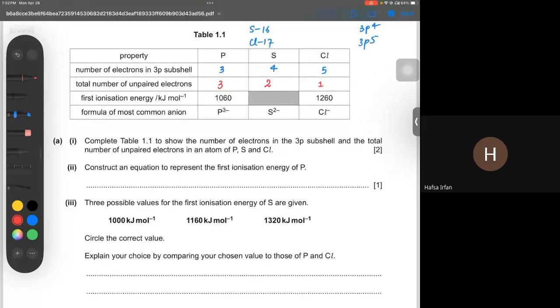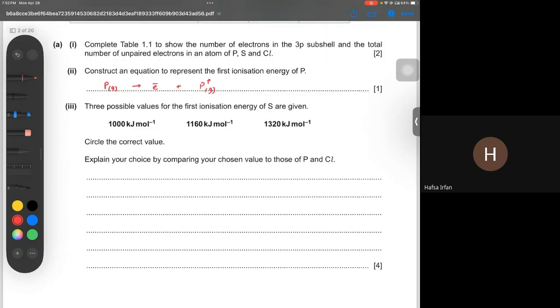Construct an equation to represent the first ionization energy of phosphorus. Of course, you know that ionization is the loss of an electron, and after the loss of an electron it would have a positive charge. So I would write phosphorus gas losing one electron, forming P positive in the form of gas. And then three possible values for the first ionization energy of sulfur are given. Circle the correct value. Explain your choice by comparing your chosen value to those of phosphorus and chlorine.